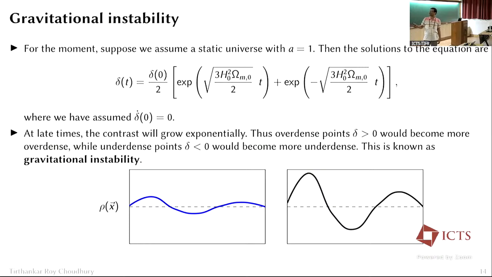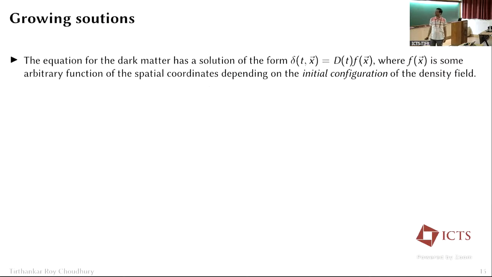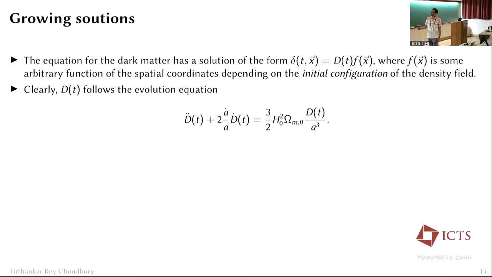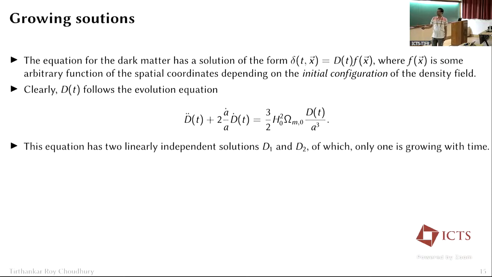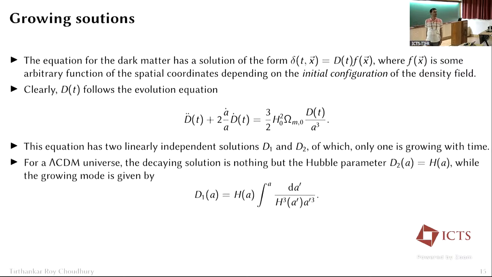Of course, I showed you the equations for a static universe, but you can similarly solve for an underlying expanding universe as well. You can use something like separation of variables and then try to find out the time evolution of the time dependent part. This is a second order differential equation, so you will have two linearly independent solutions, and it's always possible to work that out. It will turn out that the decaying solution is nothing but the Hubble parameter. You can show that the Hubble parameter itself satisfies this equation.